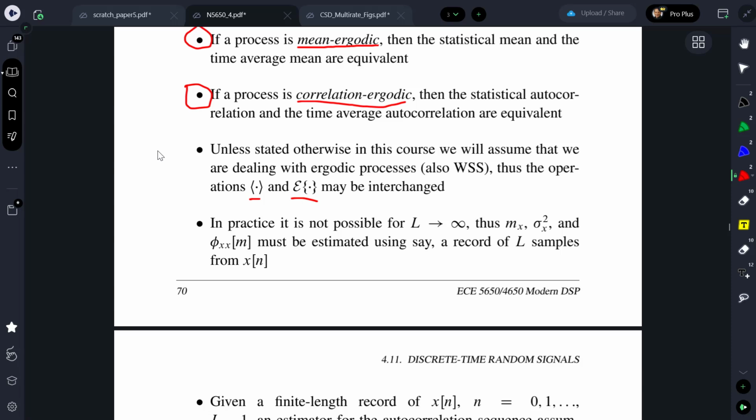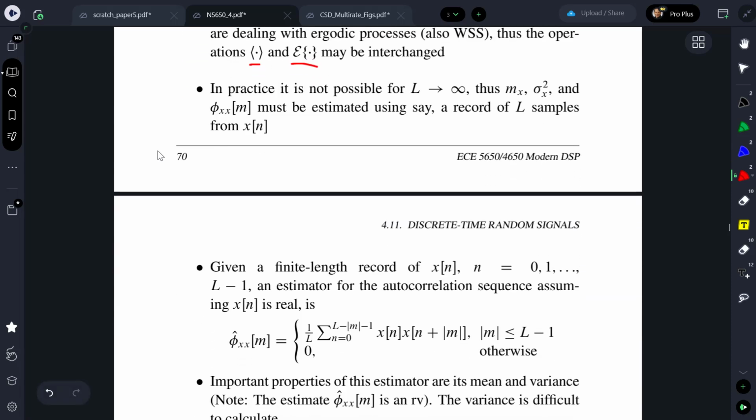So the next little bit is just saying that it's not possible that L go to infinity, so on the computer we can just generate a long enough time average and work with that.